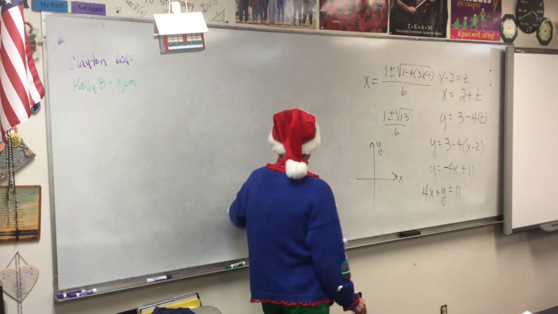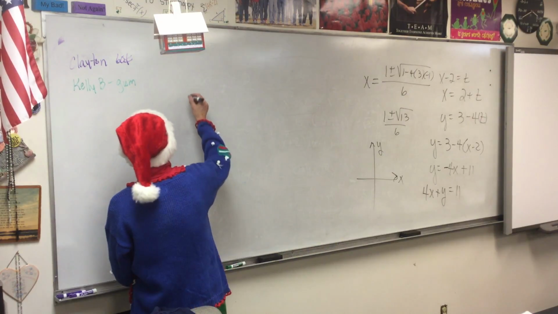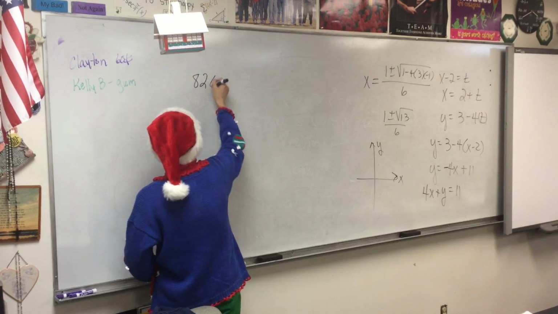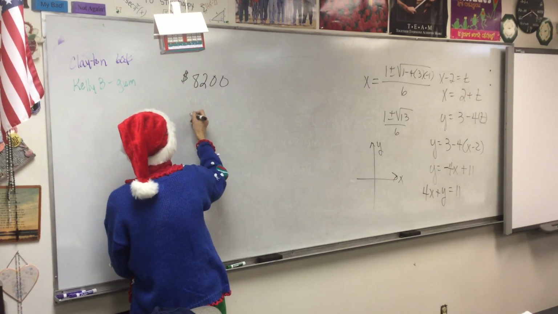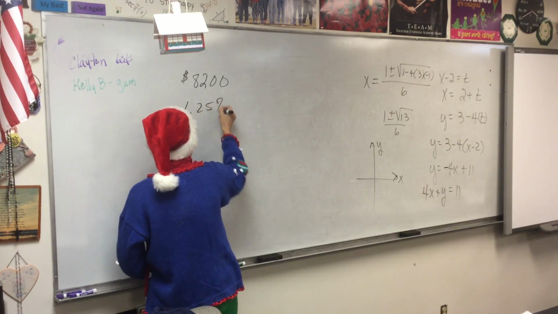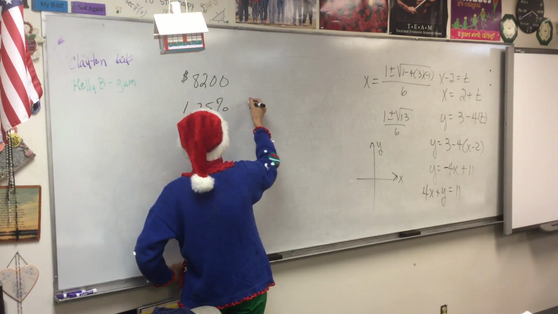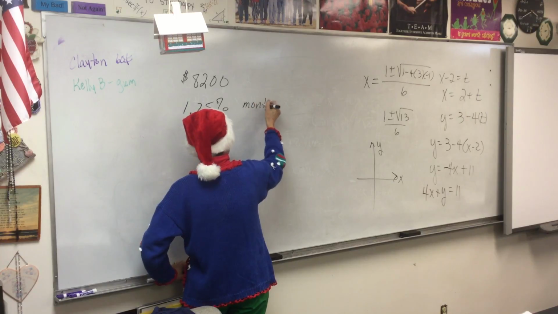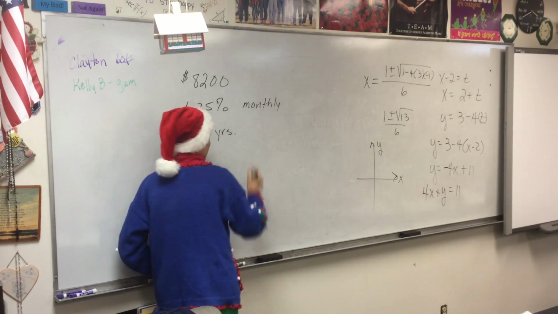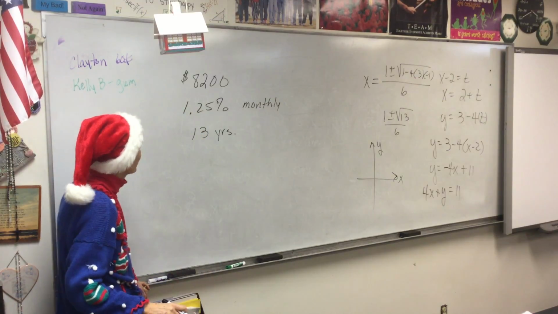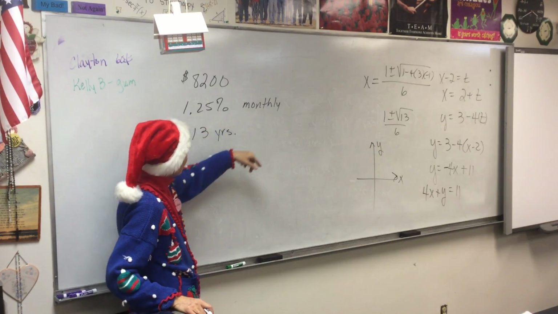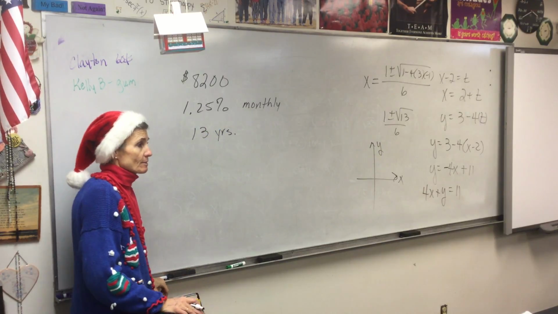All right, so the question is, how much money will you have if you deposit $8,200 at an interest rate of 1.25% compounded monthly for 13 years? How much money would you have in the account if you deposited this much at this interest rate compounded monthly for 13 years?